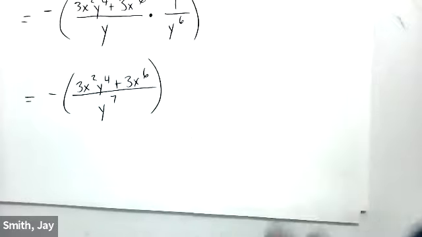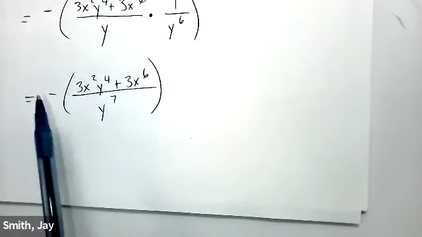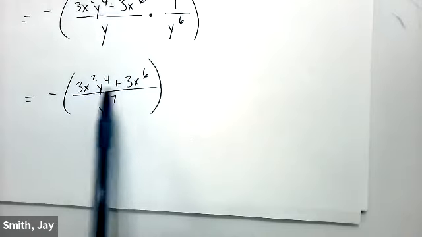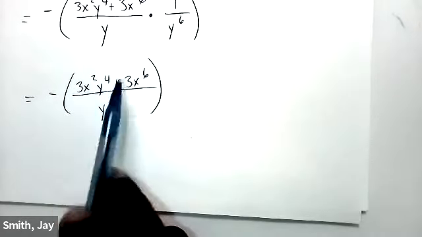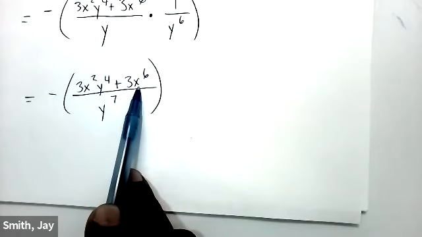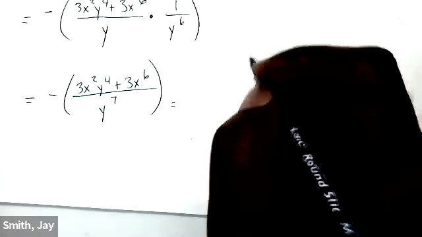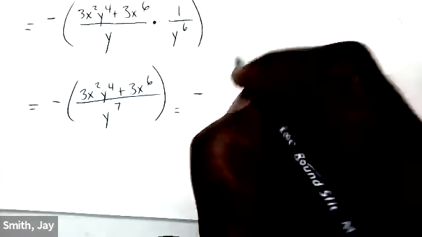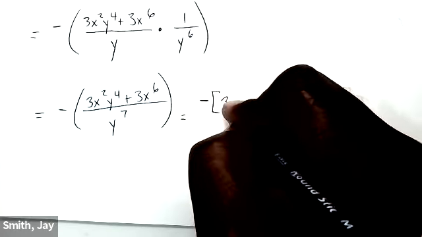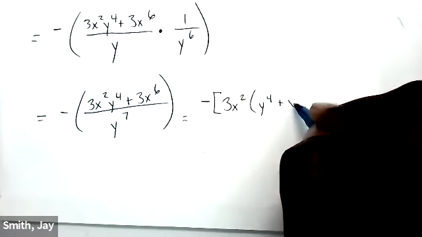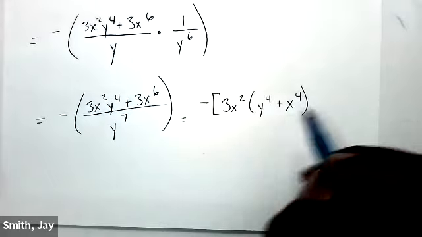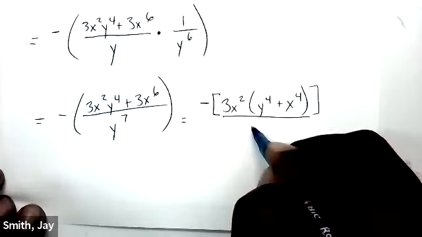All right, so now we have our numerator. Understand that we still have that -1 out front, and we're going to start simplifying by factoring here. We have our numerator 3x squared y to the 4th plus 3x to the 6th, all being divided by y to the 7th. Up top, my two terms both have at least 3x squared in common, so we can pull that out. So we have the -3x squared as my GCF being multiplied by y to the 4th plus x to the 4th. All this is still being divided by y to the 7th.